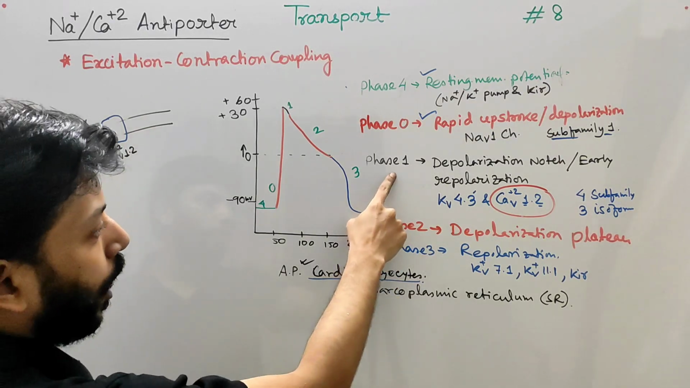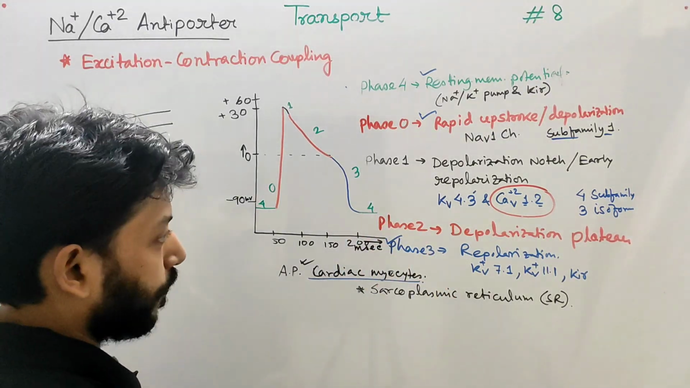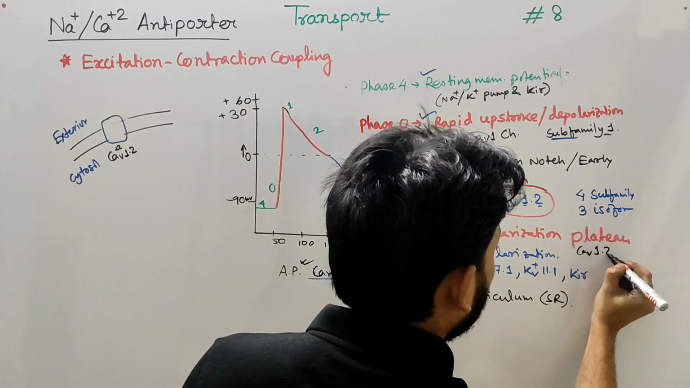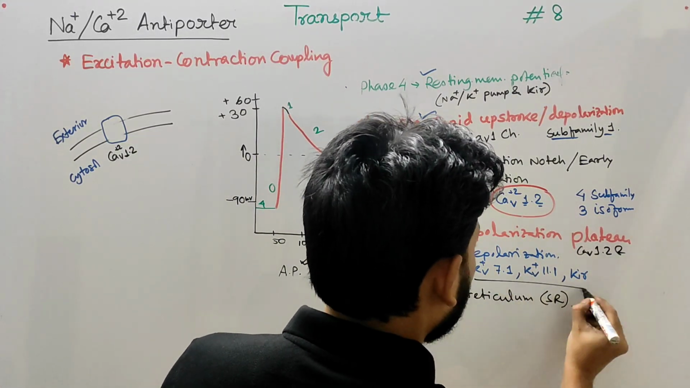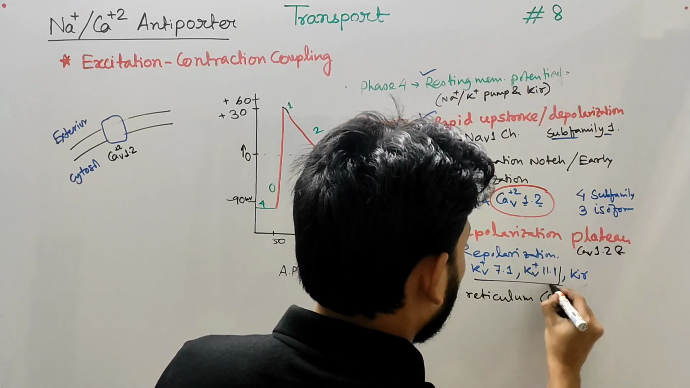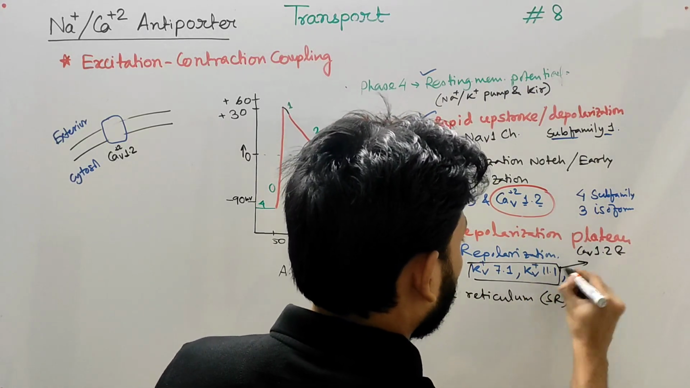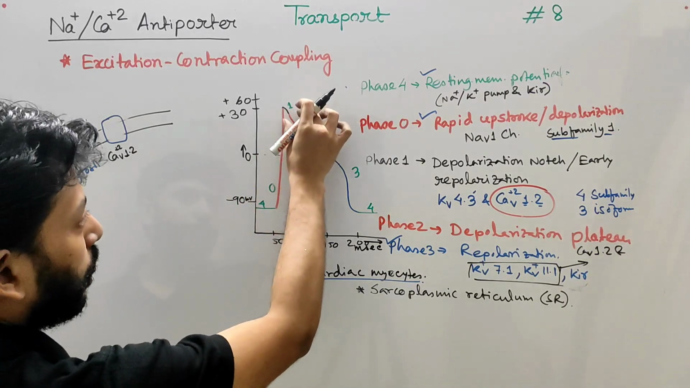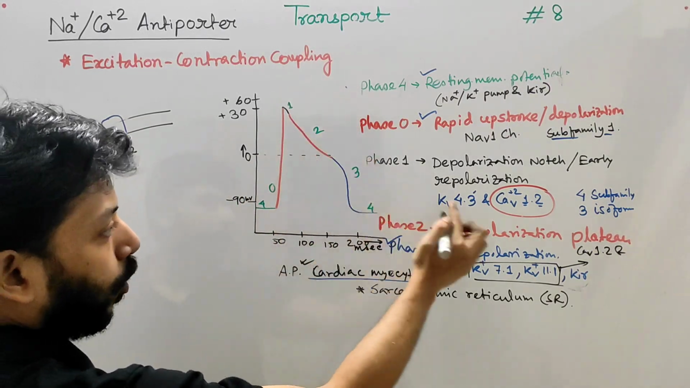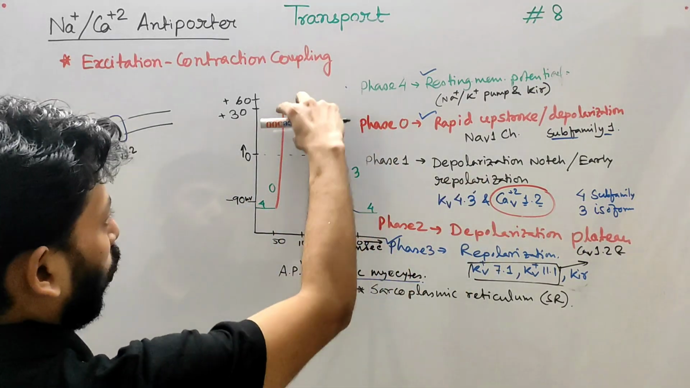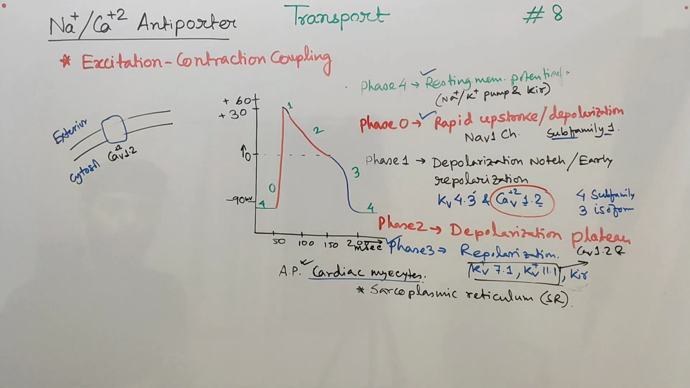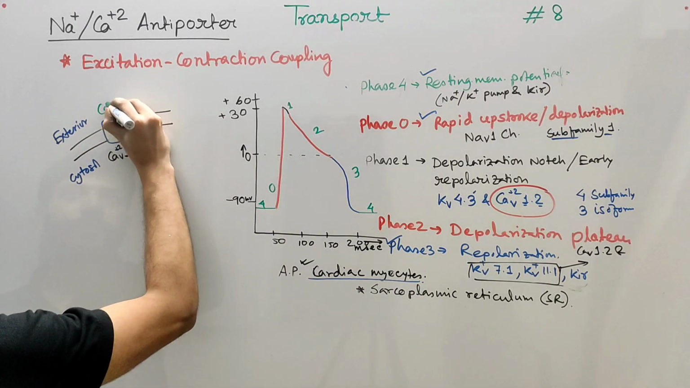In phase 1 and also phase 2, I forgot to mention that here also voltage gated calcium channels and delayed potassium channels, these two channels actually work. During the plateau phase and also during the depolarization notch, so this first and second phase, the voltage gated calcium channels are opened, and through them calcium actually moves inside.